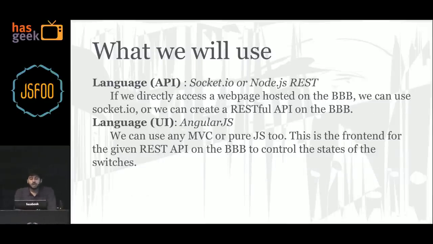For creating the API, if it's like a web page hosted on the BeagleBone, you can use socket.io, or you can use an Express-based REST API. And for the final user interface, if you want to do it with JavaScript, one of the good MVC frameworks is AngularJS.